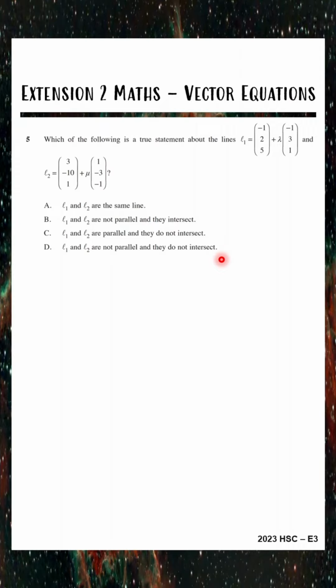The way we can do that is by analyzing the direction vectors of these two lines, which basically give you the slope or gradient of the line. And those are the vectors that are multiplied by your parameters, which in this case are lambda and mu. Now, if you have two vectors that are parallel, it means that they are scalar multiples of each other. So is there a number I can multiply this vector by that gives me this vector?